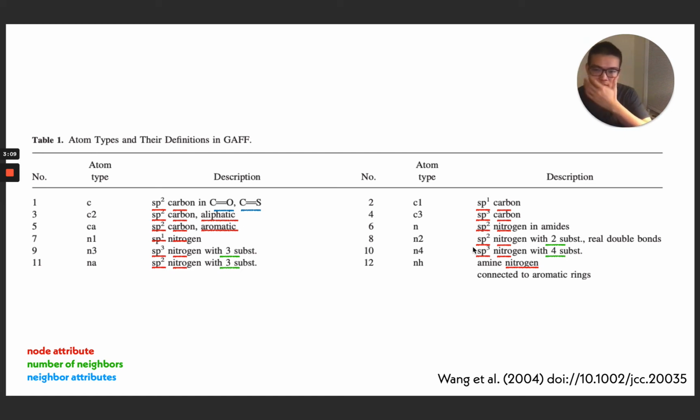However, with a closer look, we will realize that there are only 3 things that an atom typing scheme takes into consideration. It's the node attribute, so the element of the atom, be it a carbon, a nitrogen, and so forth, and the number of neighbors, so whether you have 2 neighbors, or 4 neighbors, or 3 neighbors, and lastly the attribute of the neighbors. So this would remind us of a very classic graph algorithm called the Weisfeiler-Lehman test, which is basically a tree expansion coloring scheme.